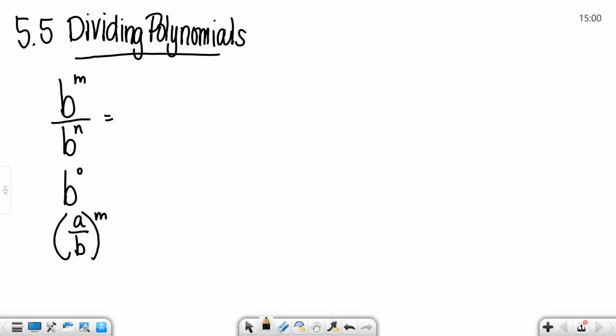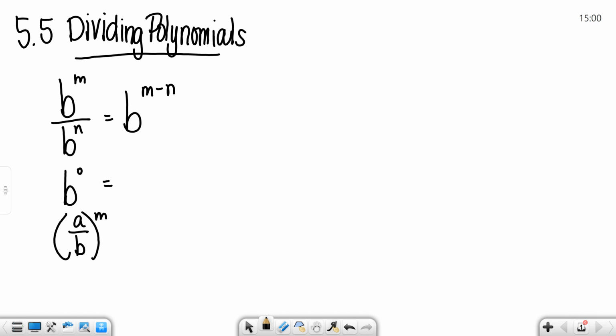All right, 5.2 for Math 100 is dividing polynomials. So just like in multiplying there were some rules, dividing there are also some rules. Our first rule says if we've got b raised to the m power divided by b raised to the n power, we read that fraction as divide, then our little rule says we would subtract the exponents. Now the b's must be the same, okay, you have to have the same base.